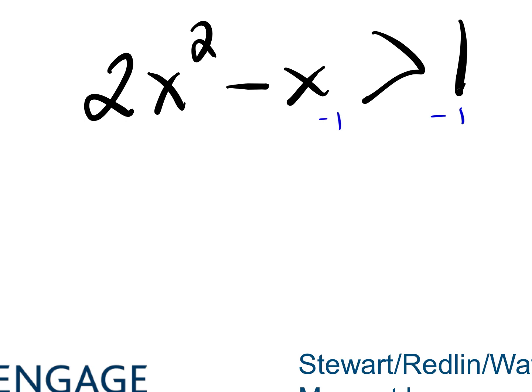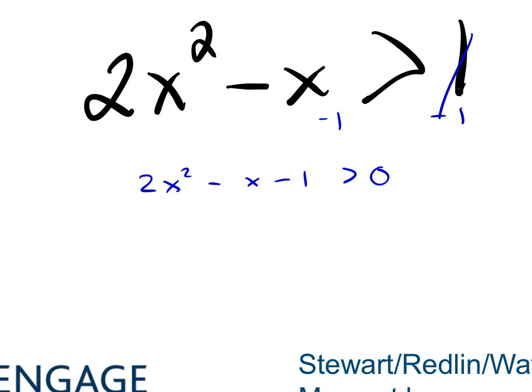Move 1 to the other side. So we have 2x squared minus x minus 1 is greater than 0. All right, George, what do I do to factor this? Okay, so first, you move the 1 over. Sure did that.